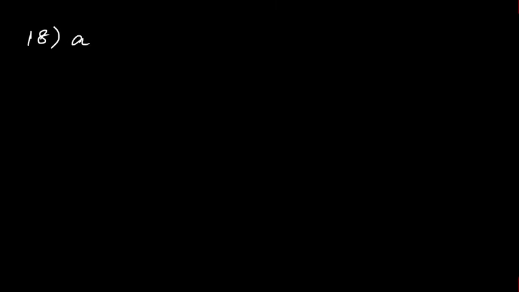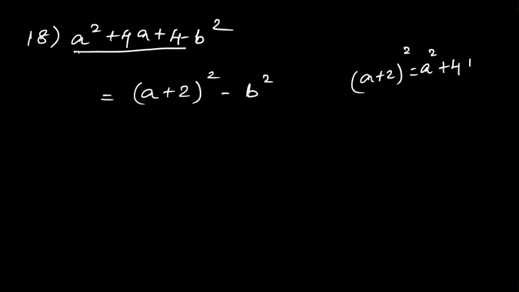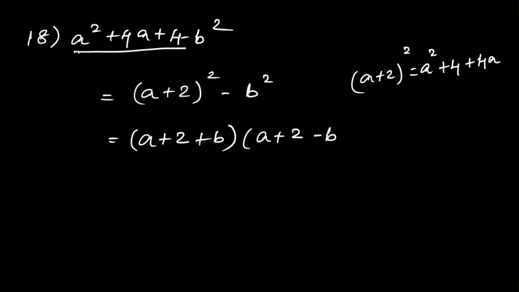18th question, factorize a square plus 4a plus 4 minus b square. So here if you look at the values, a square plus 4a plus 4, we can write it in the form of (a + b) whole square. So here a value is a and b value is 2. So (a + 2) the whole square minus b square. If you want, we can expand and check (a + 2) whole square. When you expand, we'll get a square plus 4 plus 4a. So this is of the form a square minus b square. So expand it using the formula, we get (a + 2 + b), then (a + 2 − b).